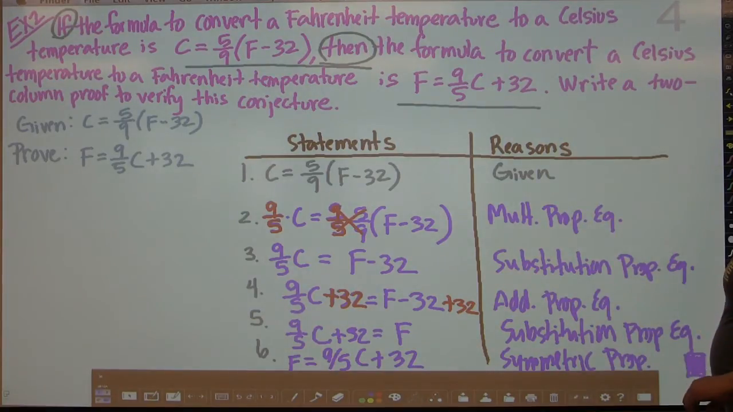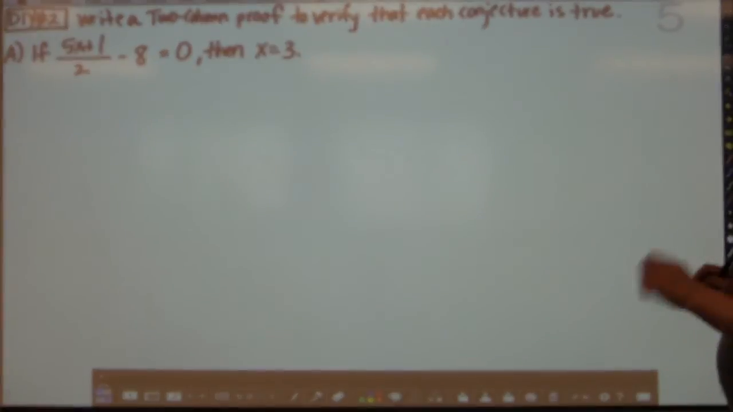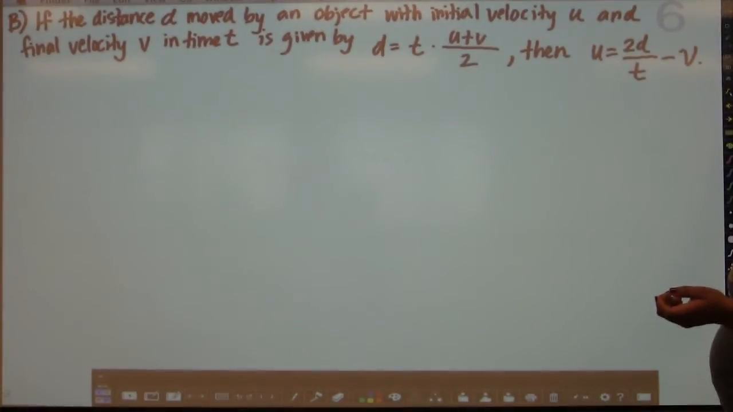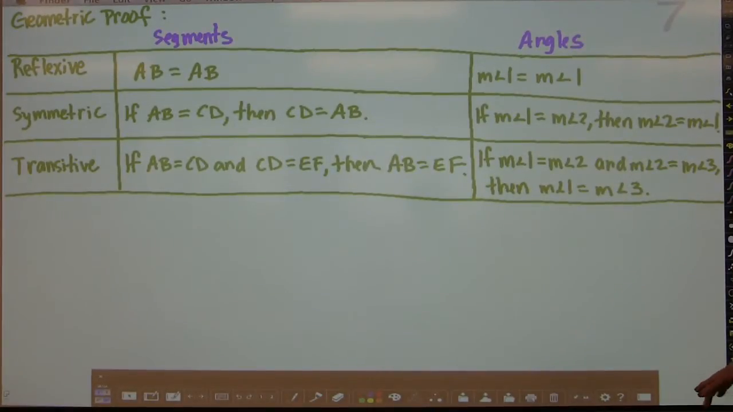All right, so now we want you to try this guy. There's an A and a B, so you'll have to pause this and then write it down. This is part A, 2-column proof, and then this is part B. All right, and then we're going to do one last thing before our last example, which is right here.